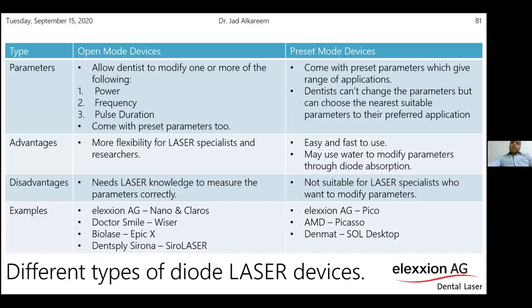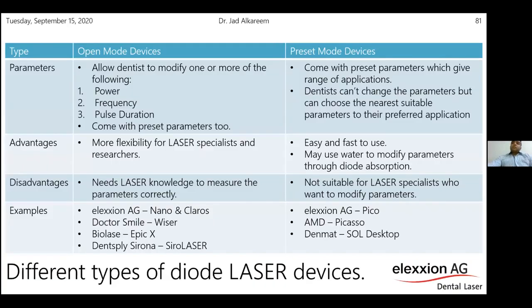If we speak about the preset mode devices, these devices come with preset parameters. So the dentist is not able to change the parameters, but will be limited to use the applications which are preset by the laser manufacturer.